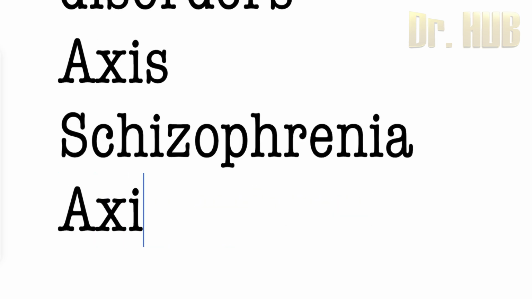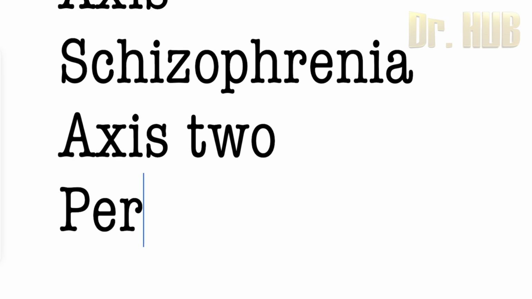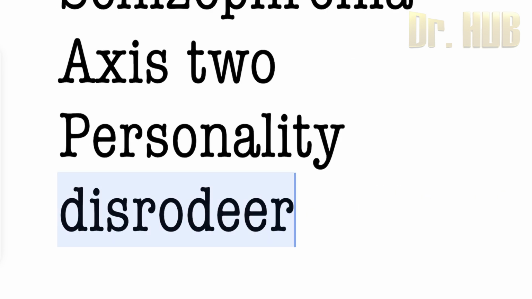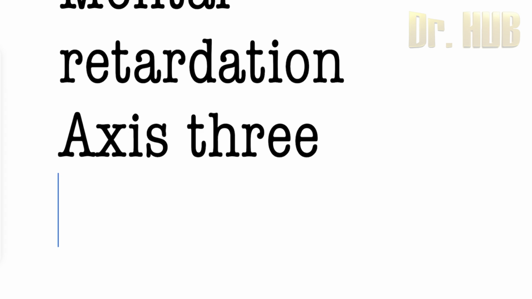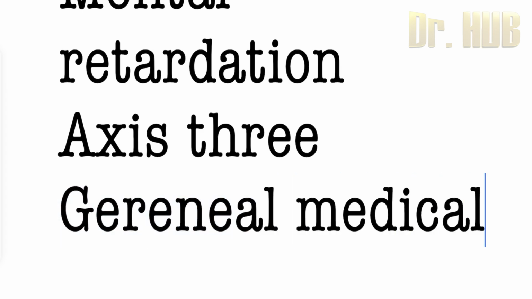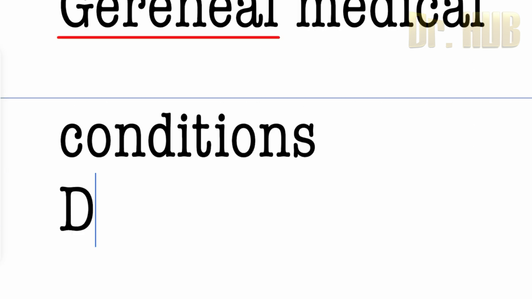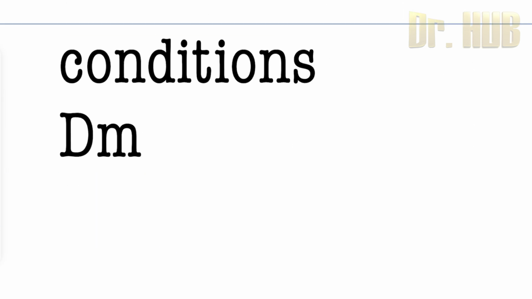Next is axis 2. Axis 2 means personality disorders and also mental retardation. So the first one is psychiatric disorders, the second one is personality disorders as well as mental retardation. Then comes axis 3. Axis 3 means general medical conditions. This includes DM, that is diabetes mellitus. So 3 is general medical conditions, 1 is psychiatric disorders, and 2 is personality disorders and mental retardation.